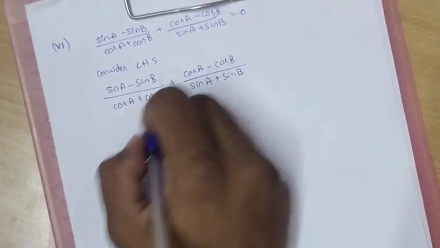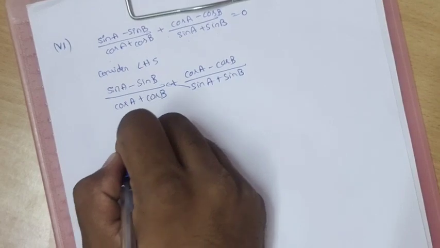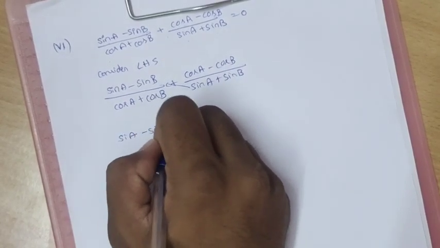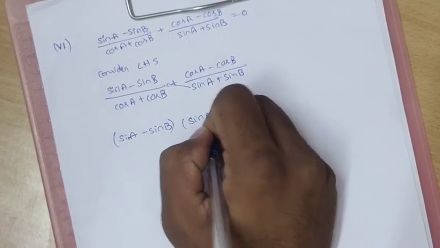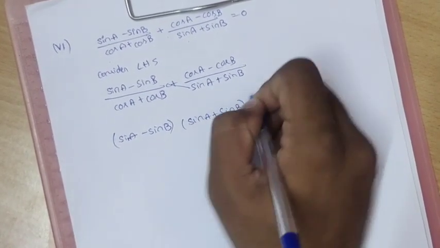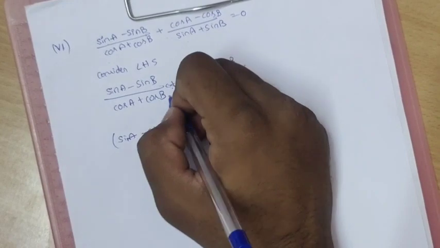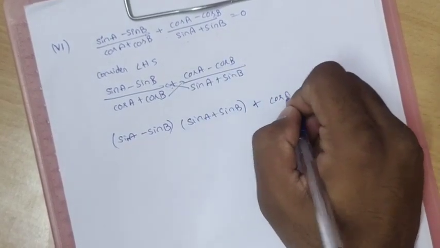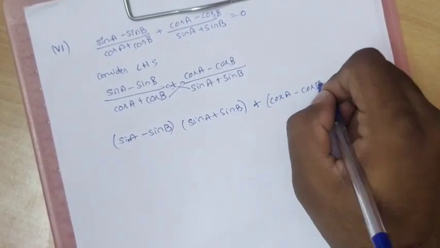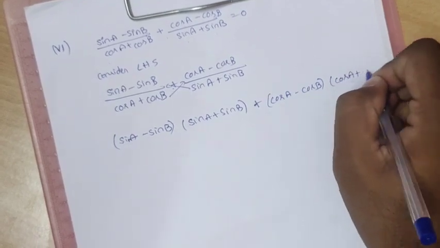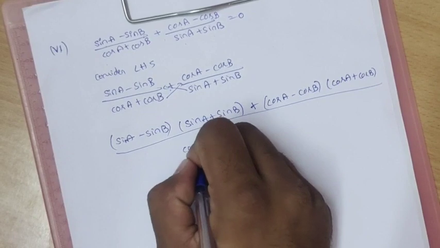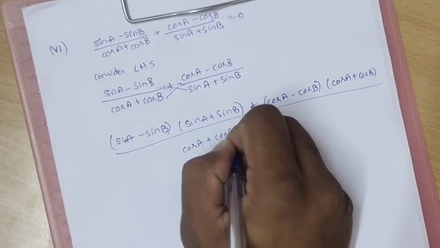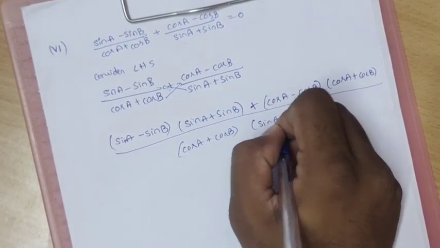So now just cross multiply. By this term to this term, sin a minus sin b into sin a plus sin b, then plus as it is. Now cross multiply this term, cos a minus cos b into cos a plus cos b, right? Whole dividing by cos a plus cos b into sin a plus sin b.